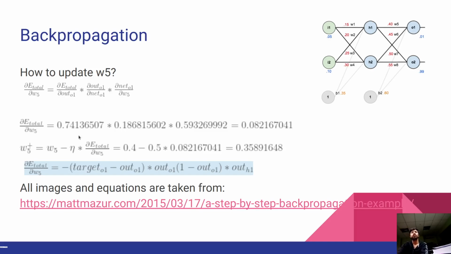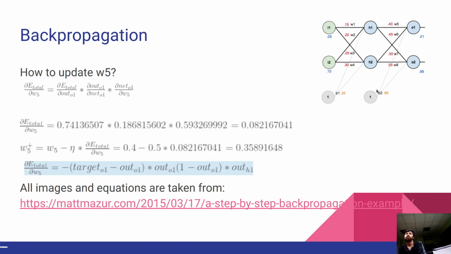Okay. So why are we trying to update W5? Is it just for an example? Just randomly we are trying to update, showing how to update any one weight. We have to update all the weights. So for example, we are seeing W5 here, the same we have to do for W6, W7, W8.